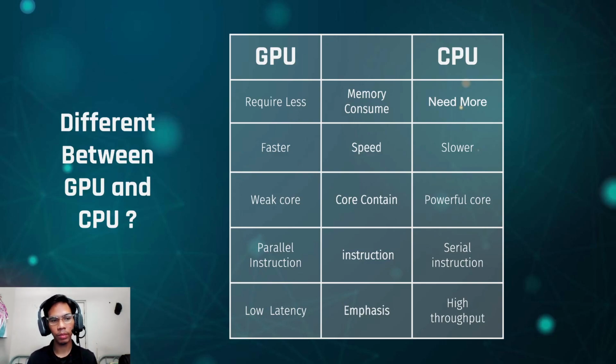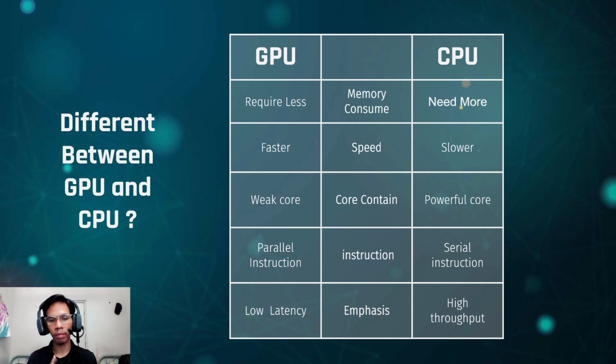Now we see the difference between the GPU and the CPU. The GPU is the graphics processing unit and the CPU is the central processing unit. There are five different aspects between the GPU and the CPU. The first is that the GPU requires less memory consumption than the CPU, which needs more. After that, the GPU is faster than a CPU, and the core contained in the GPU is weaker than a CPU, which is more powerful than the GPU.